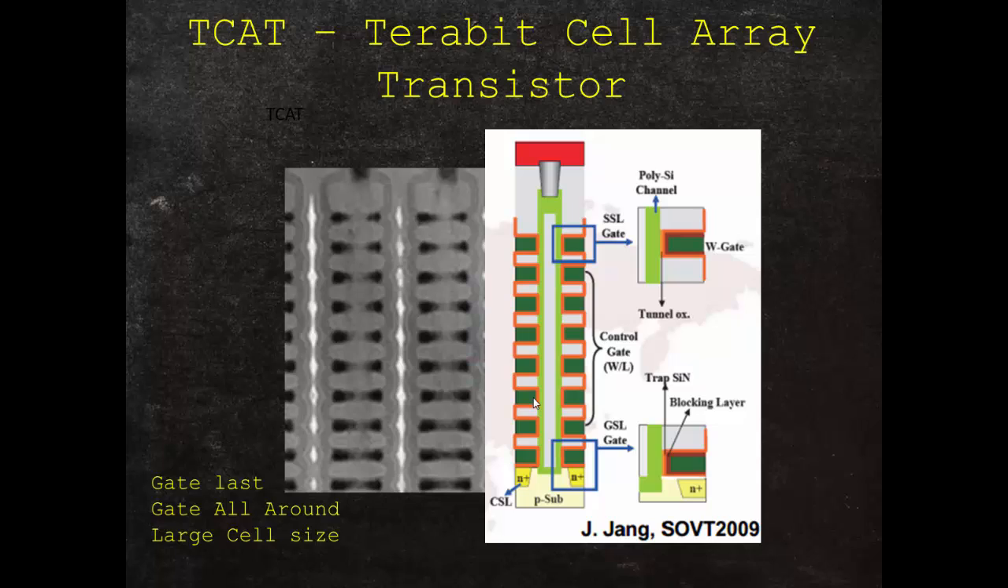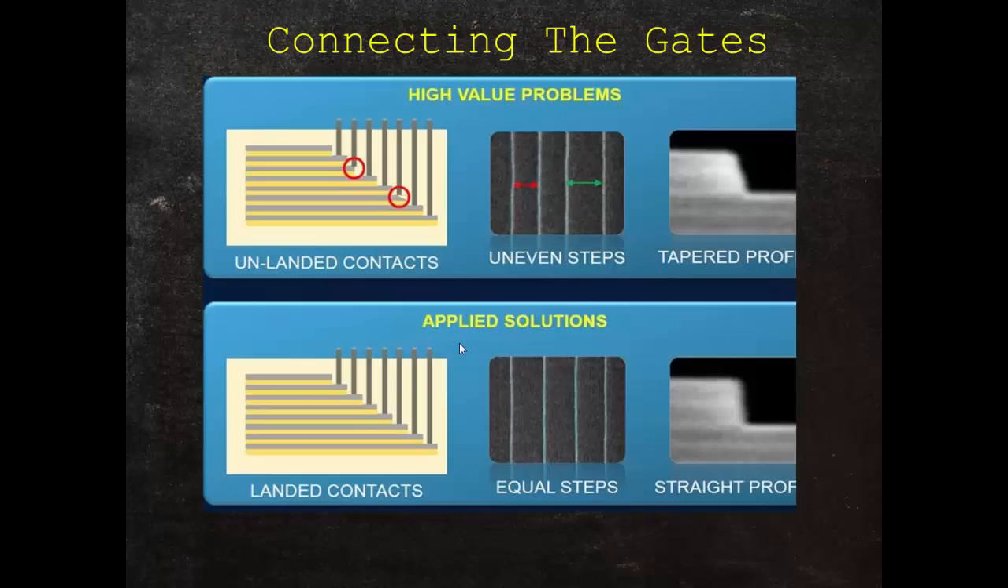If we look at this slide, we see a nice picture of what these actually look like, and we compare that to the cartoon on the right. Again, you see the stack of gates. It's a gate last, gate all around, and you see that these are relatively large size. What are some of the manufacturing problems with connecting the gates? It can be difficult because some of these gates, when they're litho etched to make the stair steps, can be uneven.